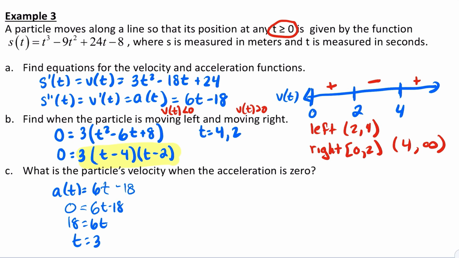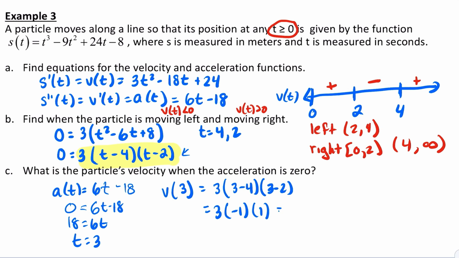So I need to know what v of t is. v of 3 is. So v of 3, I'm going to plug into this equation here that I have highlighted. I was looking at the factored form, just because it's the same function, and that's easier for me to find. 3 minus 4 is a negative 1. 3 minus 2 is a positive 1. So I have negative 3, and let's throw some units on there, meters per second.